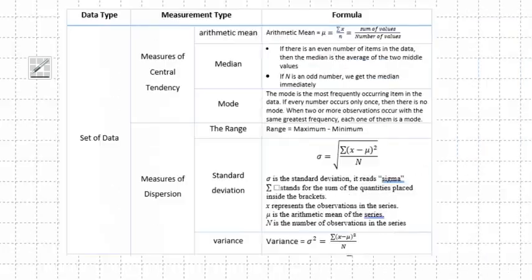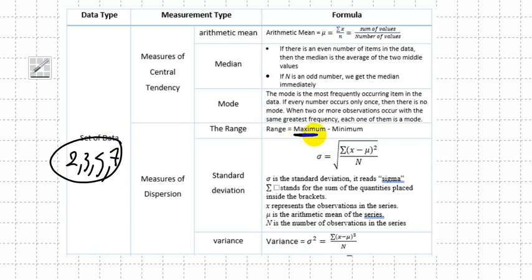Now quickly let's look at the formulas to get the measures of central tendency and the measures of dispersion. If we have a data set, what does data set mean? A data set means values like this: 2, 3, 5, 7. If you have that set of data, it's called a data set or set of data. How to find the measures of central tendency and the measures of dispersion? For central tendency, the mean equals the sum of values divided by the number of values. The median: arrange the values and select the value in the middle. The mode is the most frequently occurring item. The range is the maximum value minus the minimum value.